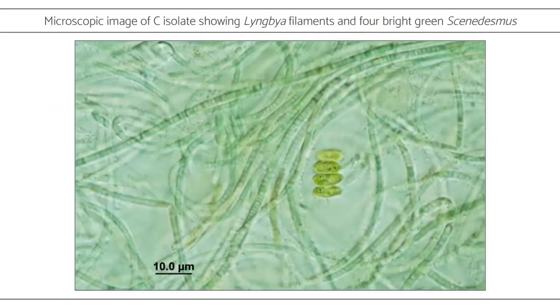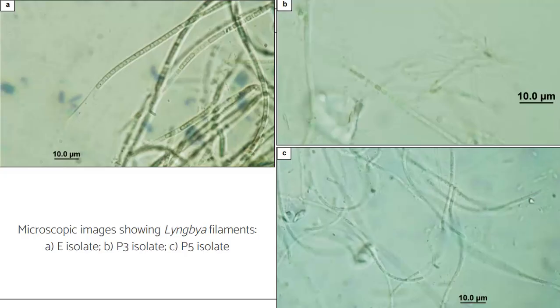This is an image of the Calvon Lake isolate with 4 bright green Scenedesmus cells, which is a green algae. That's a small amount of contamination that I found. These are the other samples that were used in the plant growth experiment.